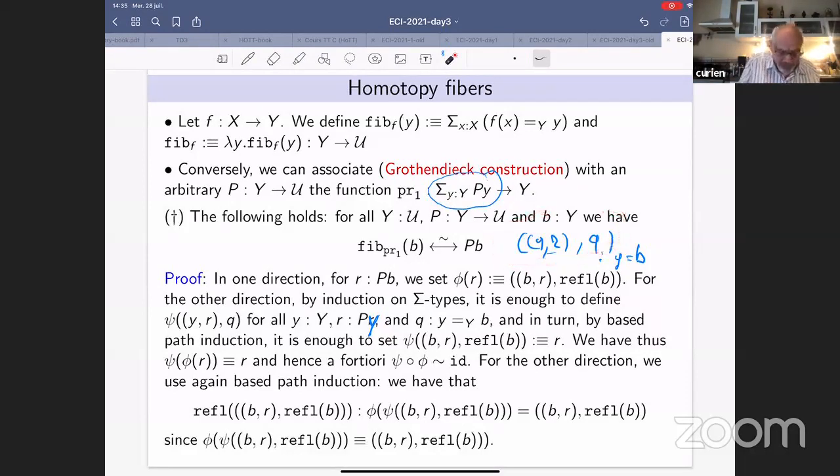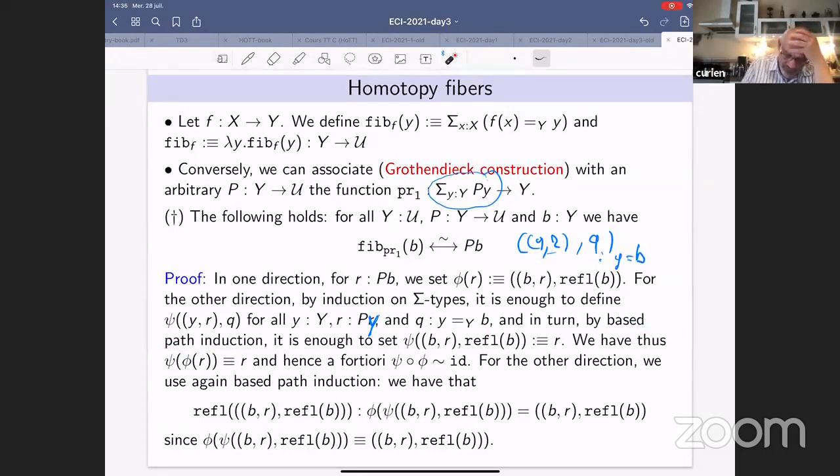They are triples formed by a pair of y, r, and q, where y is in capital Y, r is in P y, and q is a proof that y is equal to b. So this is what we need to specify. But you see here that everything is varying, except b. But we can do something called base path induction. As I told you yesterday, it's not a problem to fix one endpoint, provided the other is variable.